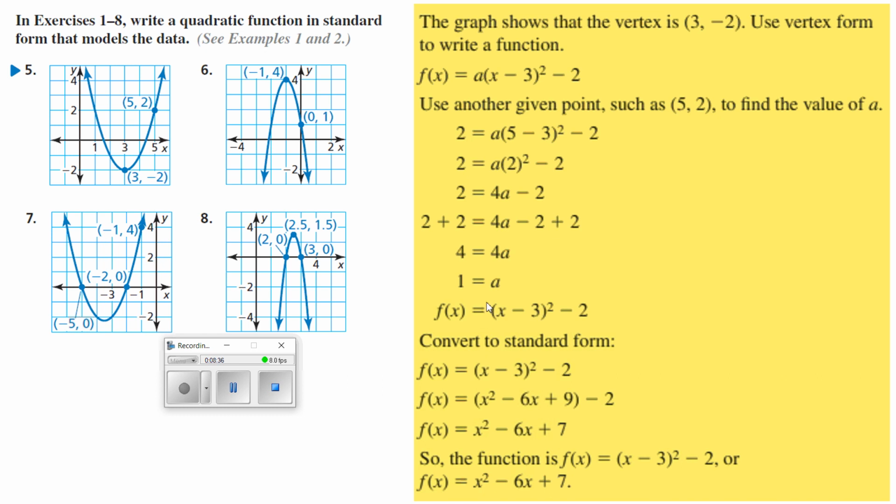So I never put 1 in front of anything, so it's going to remain x minus 3 squared minus 2. When we convert it to standard form, we'll take x minus 3 and multiply it to itself. Again, going to get x squared minus 6x plus 9. And then we're going to add the 9 minus 2, which gives us a positive 7. And so our function is f of x equals x minus 3 squared minus 2, or x squared minus 6x plus 7. All right? Let's go to number 7.